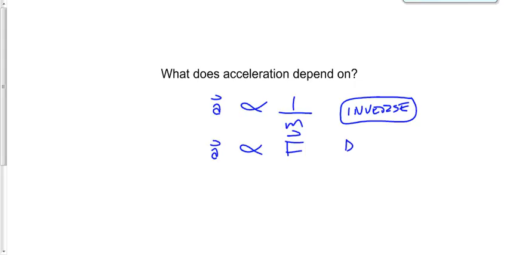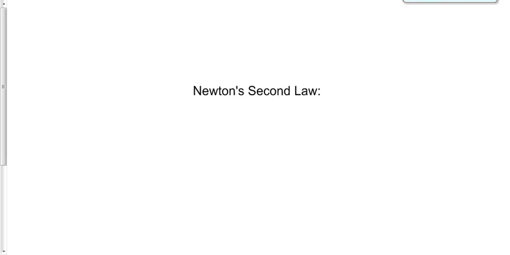Meaning that as force goes up by a factor of 14, then acceleration goes up by a factor of 14, right? Mass goes up, acceleration goes down. Force goes up, acceleration goes up. Direct relationship and inverse relationship. Isaac Newton put both of those together in what we call his second law. Newton's second law says two things, really. We'll put them together as one.